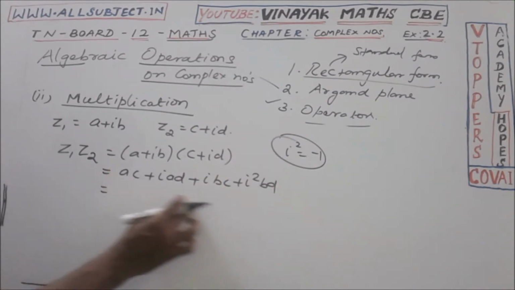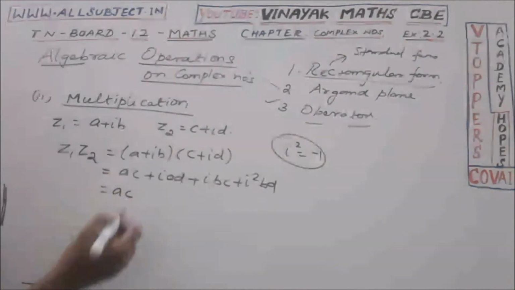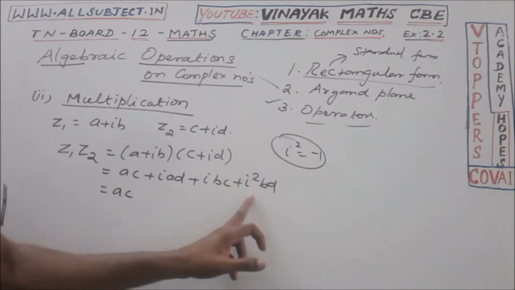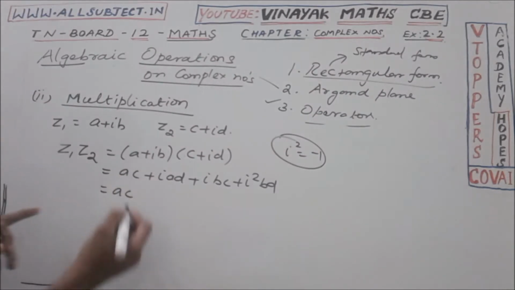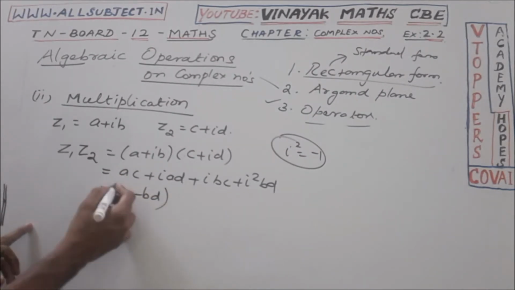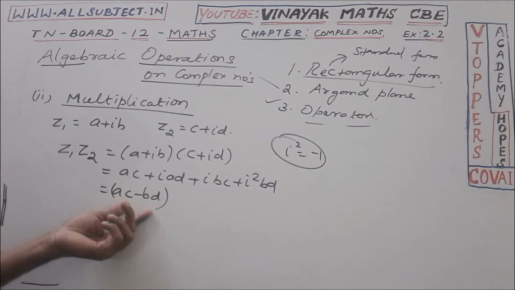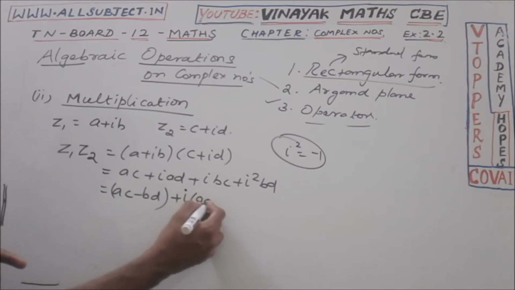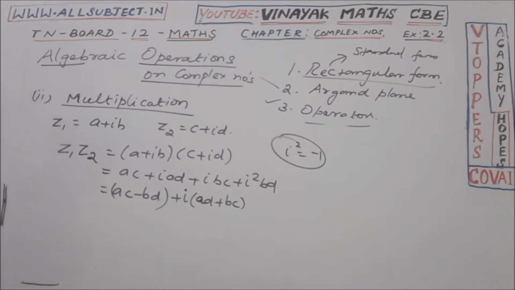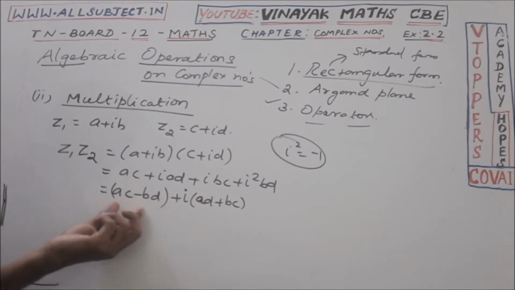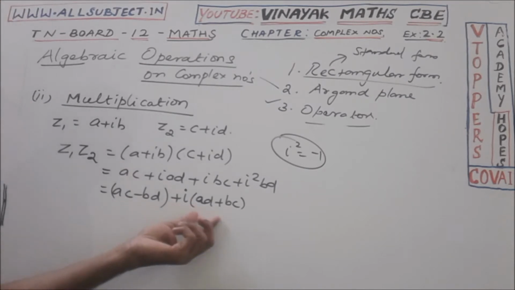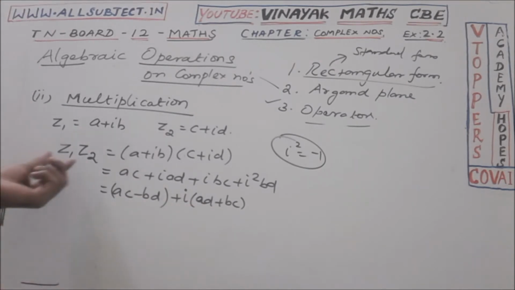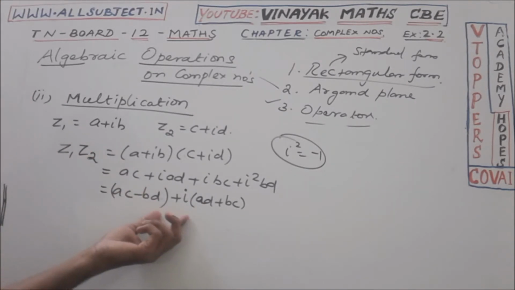Grouping the terms without I, AC, and after applying I square equal to minus 1, this is minus BD. Both are combined as AC minus BD. For the remaining two terms, take out I into AD plus BC. Now look here. It has no I term, it is known as the real part. It has an I term, it is known as the imaginary part. So the product of these two is again a complex number.